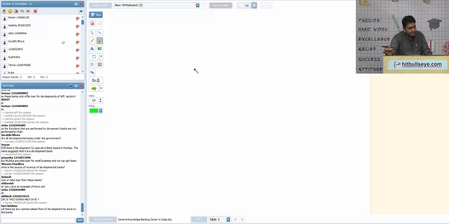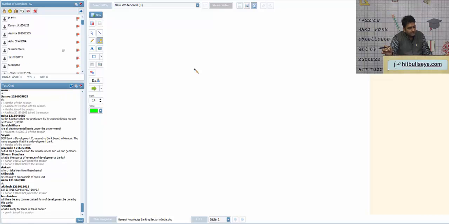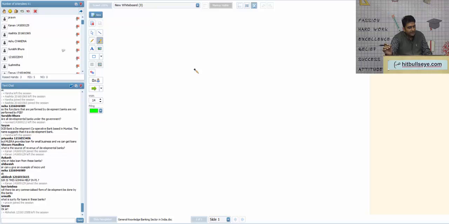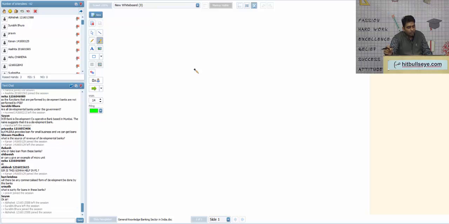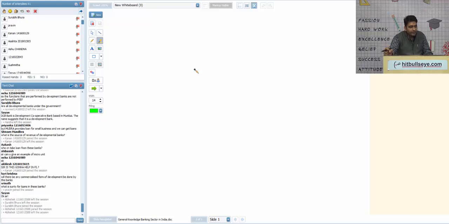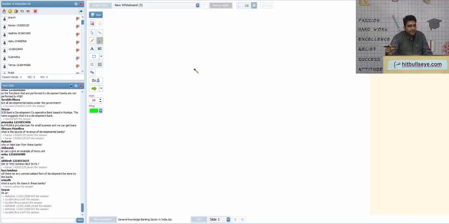Priyanka, you are correctly saying that Mudra provides loans. That's why they are there. They need to develop the micro unit sector. But when you go for opening of your account and depositing money, that facility is not being provided by Mudra. That is what I am saying.